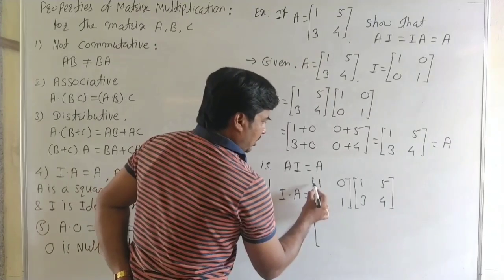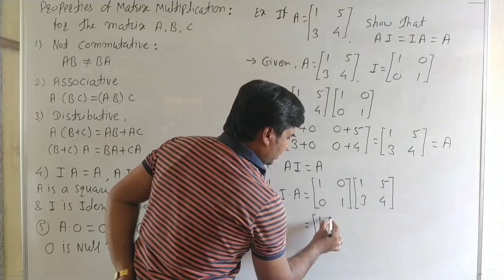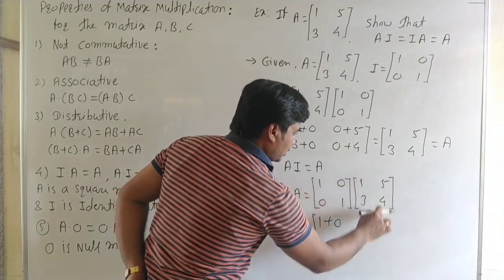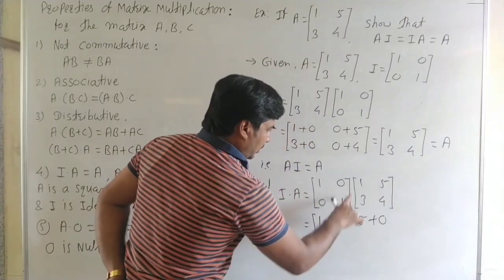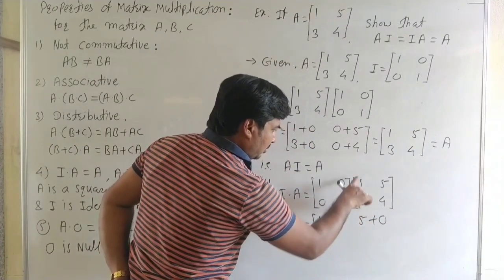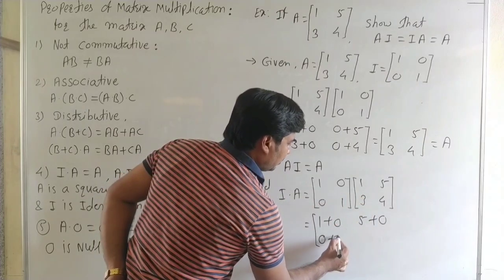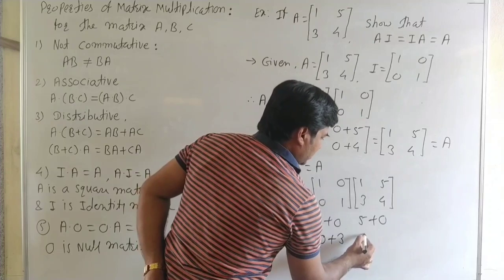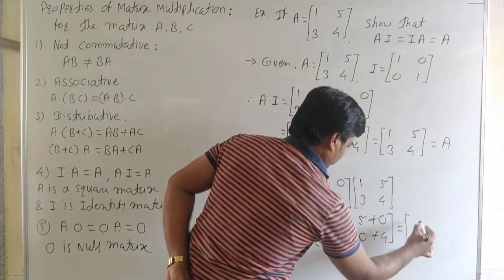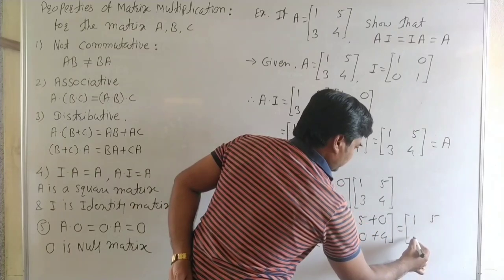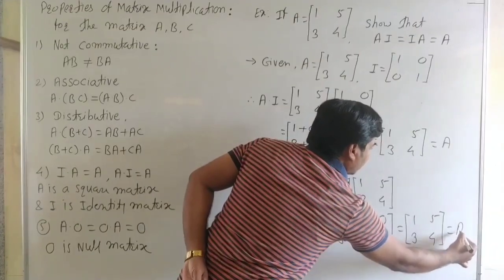Here, first row, first column: 1 into 1 is 1, 0 into 3 is 0. Then again, first row, second column: 1 into 5 is 5, and 0 into 4 is 0. Second row, first column: 0 into 1 is 0, plus 1 into 3 is 3. Then 0 plus 4, and this gives 1 5 3 4, and again it is A.